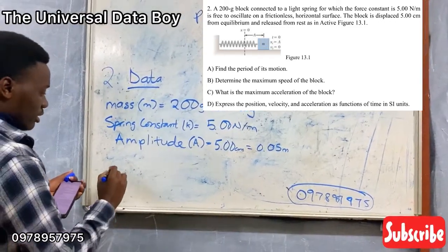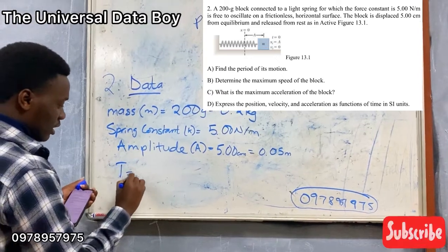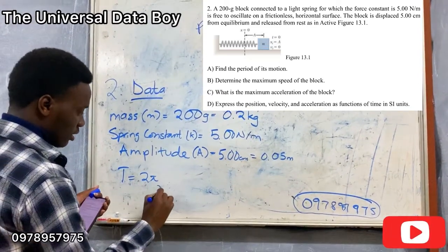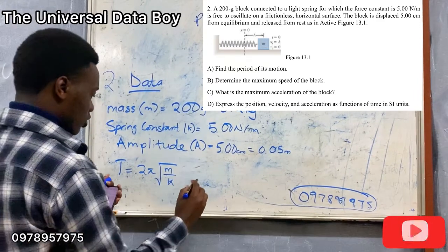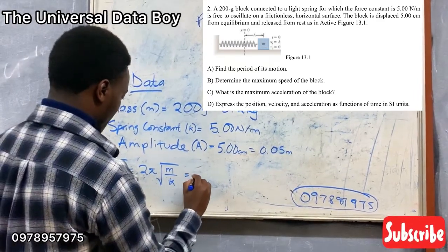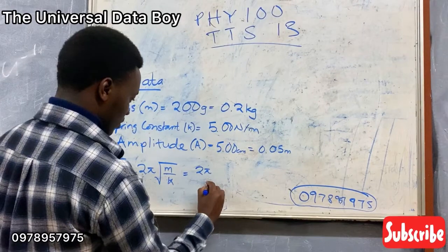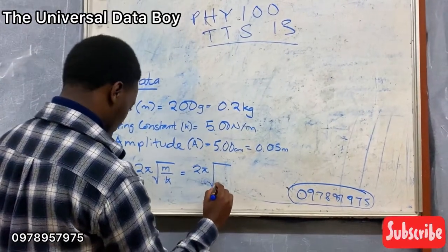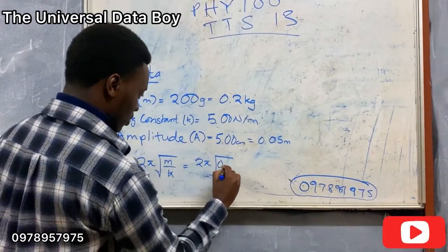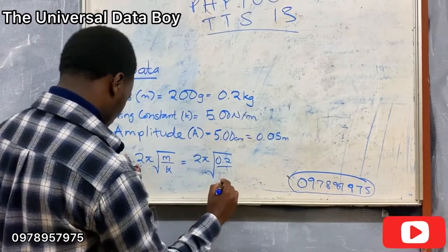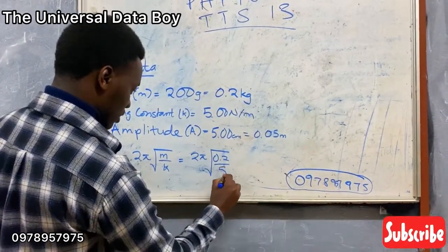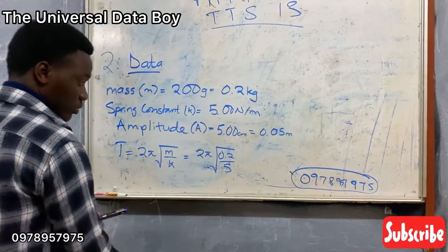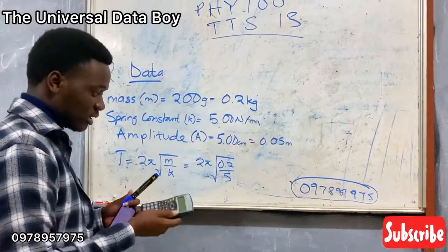So then the first question says find the period of its motion. So the formula for the period T is equal to 2 pi square root of m over k. So we're going to have 2 pi square root, our mass is 0.2, then our constant is 5. So now we're going to find this in our calculator.